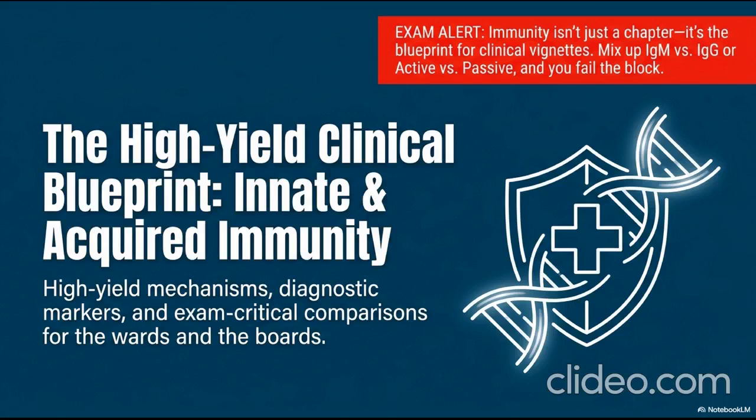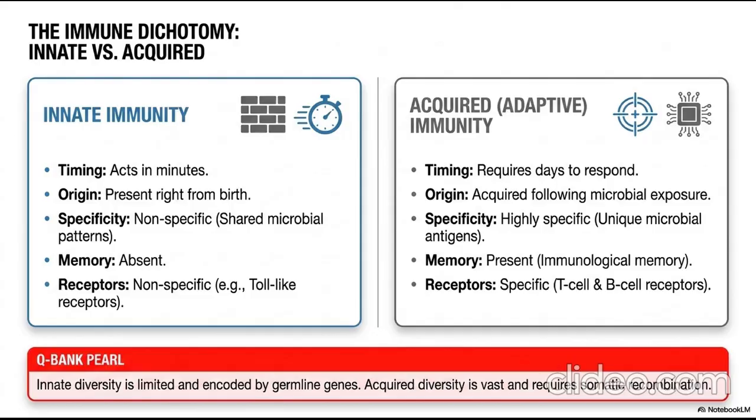Stop scrolling and listen. Immunity isn't just another chapter in your textbook. It is the clinical blueprint for your vignettes. If you mix up IgM versus IgG or fail to distinguish active from passive immunity, you will fail the block and lose easy marks on the boards. Let's master the high-yield facts now.